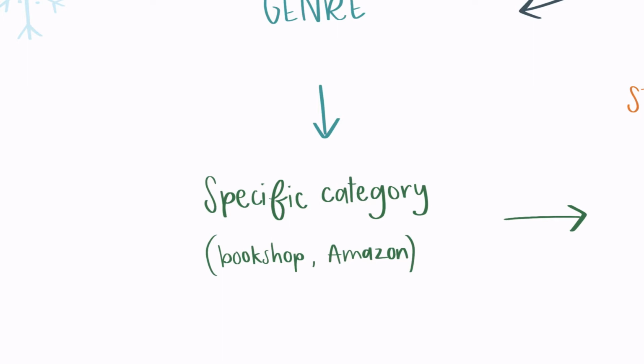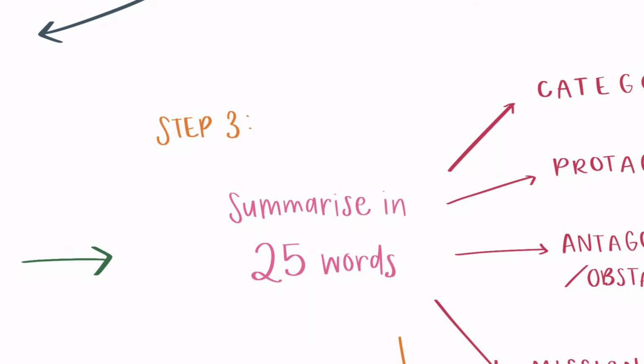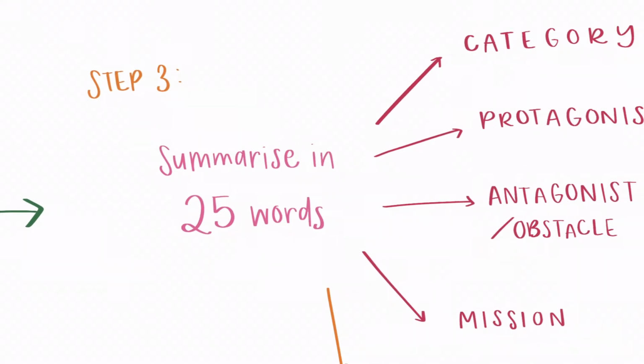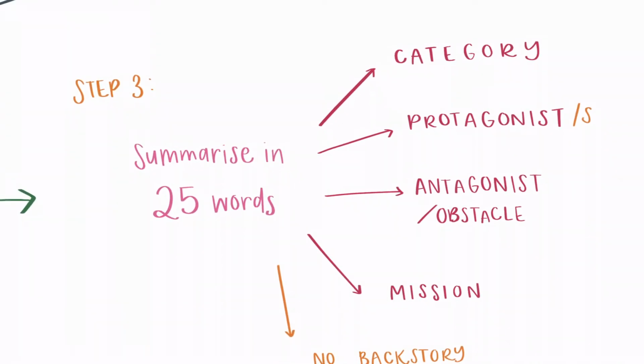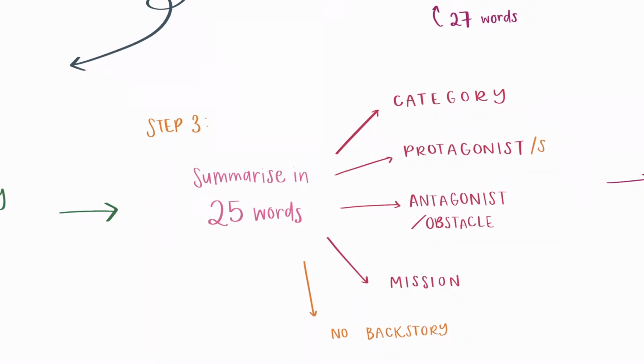Think about how your book could be classified in a bookshop or on Amazon, and then it's time to summarize your story. Randy says to do this in one sentence that is 25 words long or less, ideally. This sentence should include your book category, that kind of genre that we just talked about. So maybe it's romantic suspense, or mystery thriller, or cozy mystery, or contemporary romance. Just define that category, which is sort of the genre.